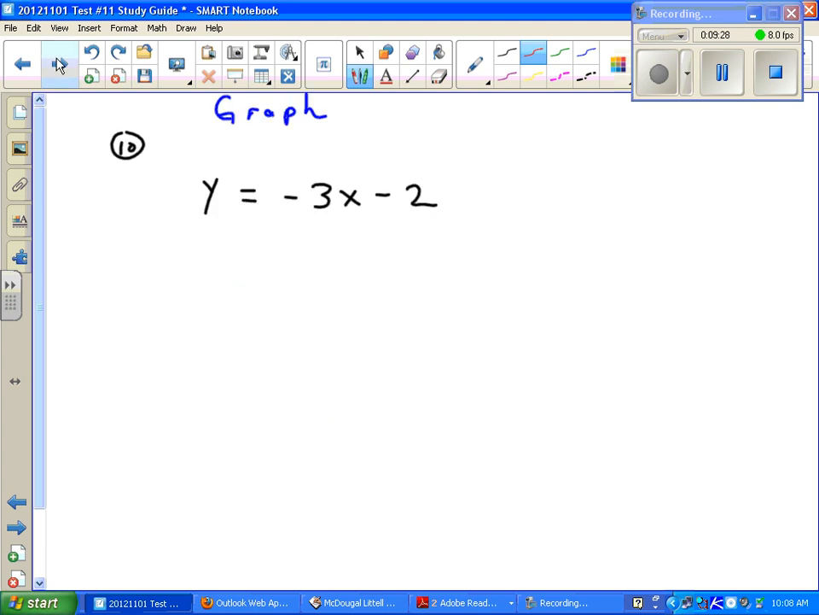Number 10 says graph y equals negative 3x minus 2. You've learned 2 ways to graph so far. Next week we'll get to a third way. You could have plotted 3 points for this one, but this week we learned x and y intercepts, so that's the way we'll show this real quick. So find your x-intercept, and we'll find our y-intercept.